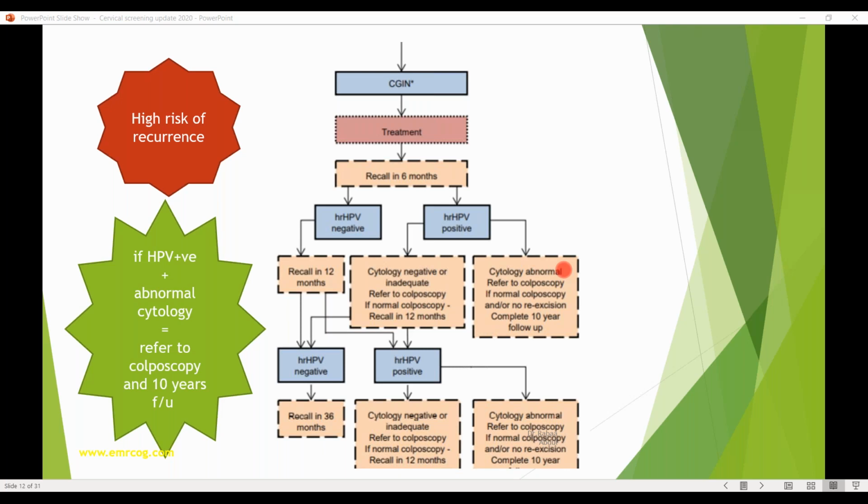Colposcopy. Refer to colposcopy and follow up yearly, for 10 years you have to follow her up. The patient's cytology came inadequate. Inadequate, colposcopy, then recall in 1 year, 12 months. If colposcopy is normal, recall in 12 months. Okay, normal colposcopy, we recall in 12 months.